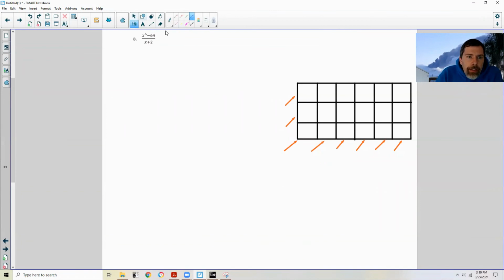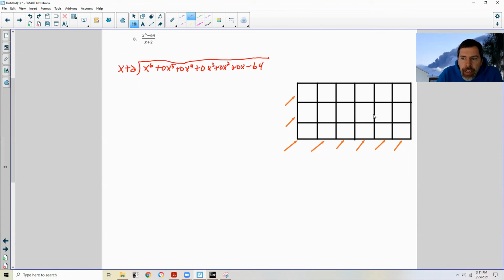Okay, here's number 8. Last one. Looks like an easy one. X plus 2 is all I have outside. But I have x to the 6th plus 0x to the 5th plus 0x to the 4th plus 0x cubed plus 0x squared plus 0x plus minus 64. Alrighty, continue this out to here. I only have a binomial here, so I do not need this bottom row. So then I can shorten this up like so.